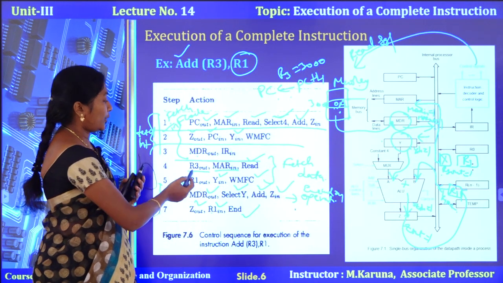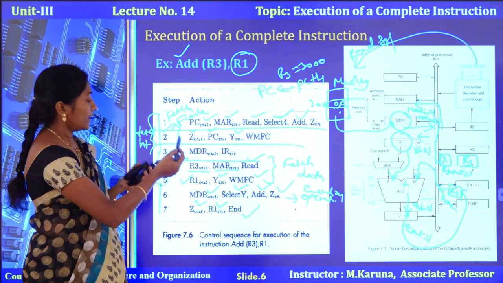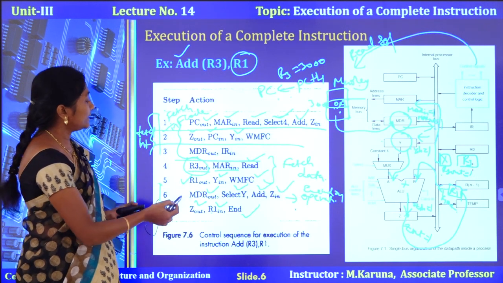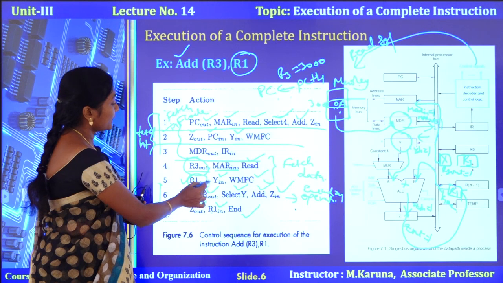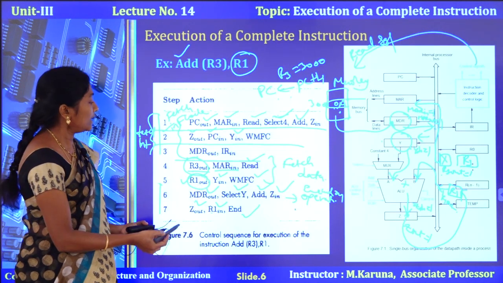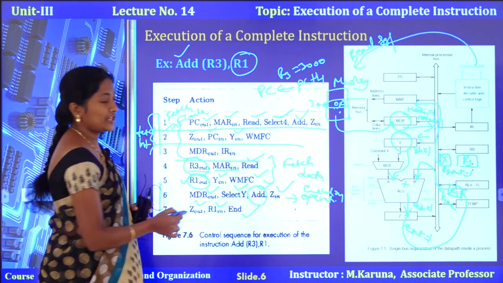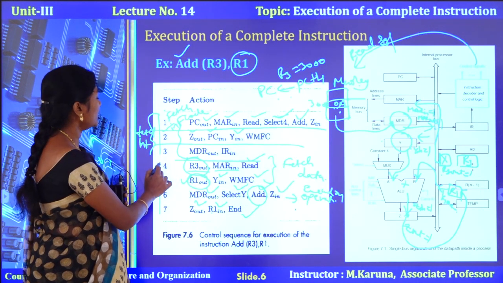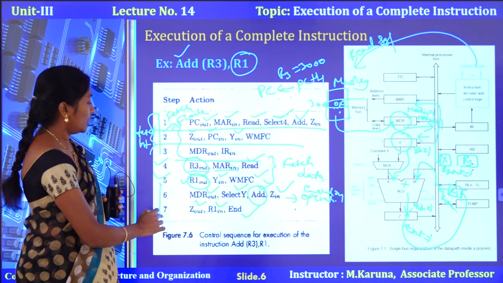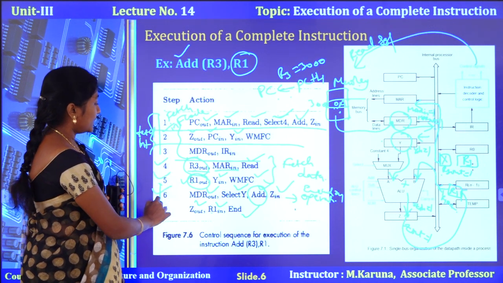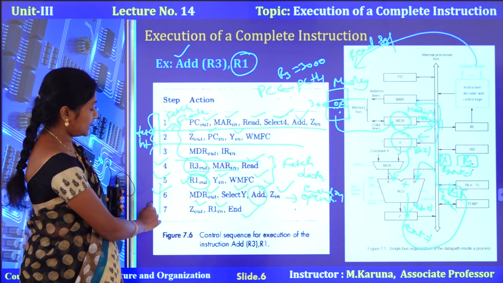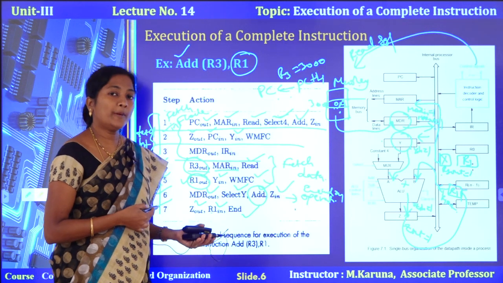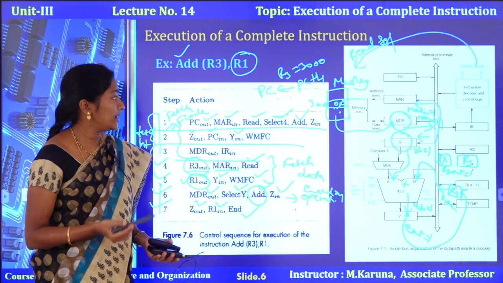And then processor gets the data from memory location pointed by R3, and gets the data from R1, and then performs the add operation. Processor gets the data from R3 and R1 performed in step 4 and 5. So in step 6 processor performs the operation. In step 7 processor sends the output after performing the operation to the destination register.